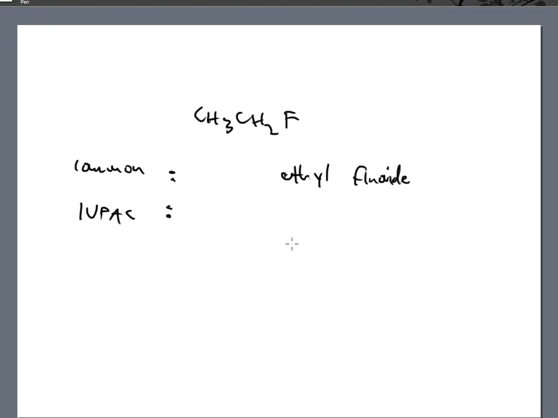What about IUPAC? IUPAC says find the longest carbon chain, ethane, leave it like normal, like we always have. That's the way that we'll start it. And then on spot number 1, because that's closest to the end out here, I have a fluoro group. 1-fluoroethane is going to be the IUPAC name of that molecule. Again, you can leave the 1 off if it makes you happy. I'm not going to be a judge, okay? That's perfectly okay with me if you're okay with it.